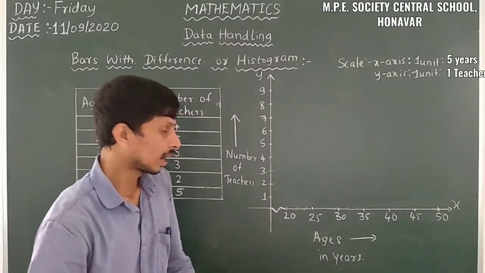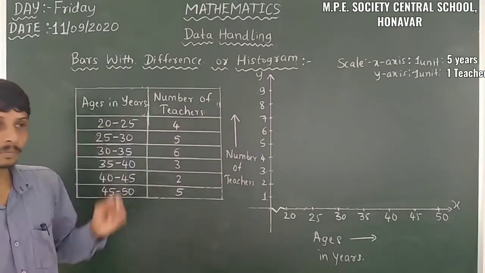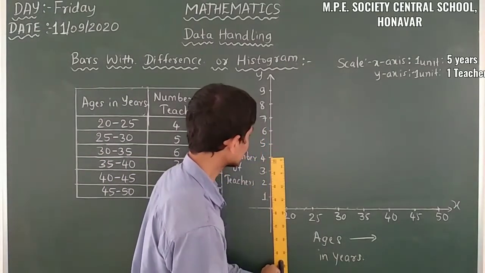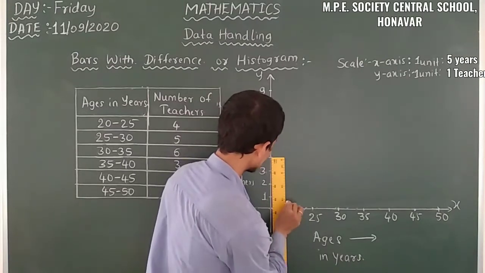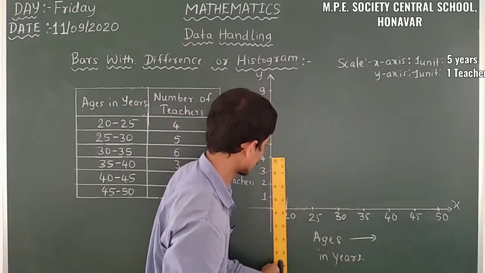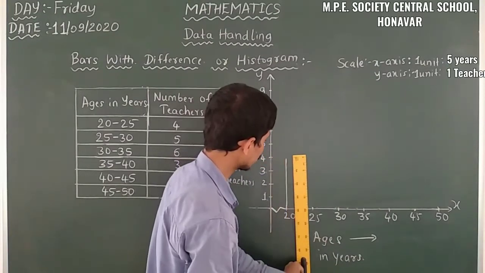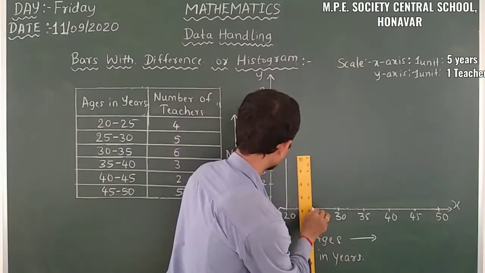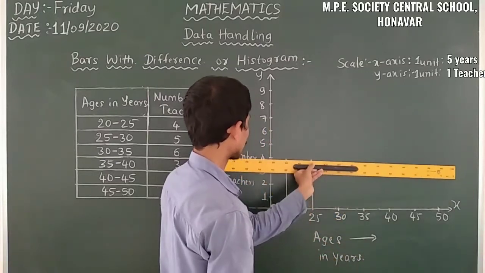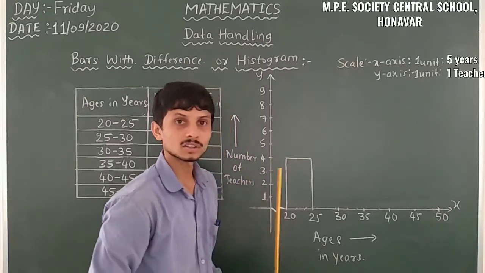Here after that we have to draw a graph. That is 20 to 25. 4 number of teachers are there. So here also we have to continue the same procedure as previously we did. So here we have to take like this. Up to 4 we have to take the bar like this. Here also we have to take the bar. Up to the mark of 4 we have to take the horizontal line.